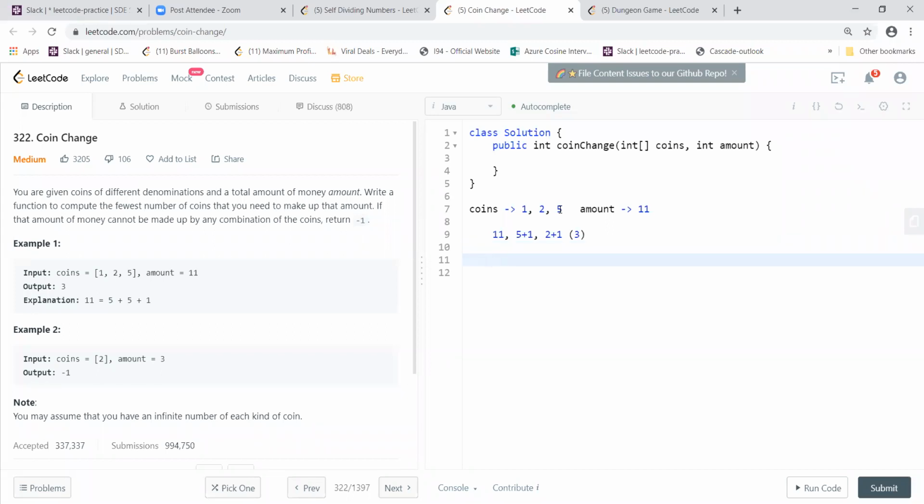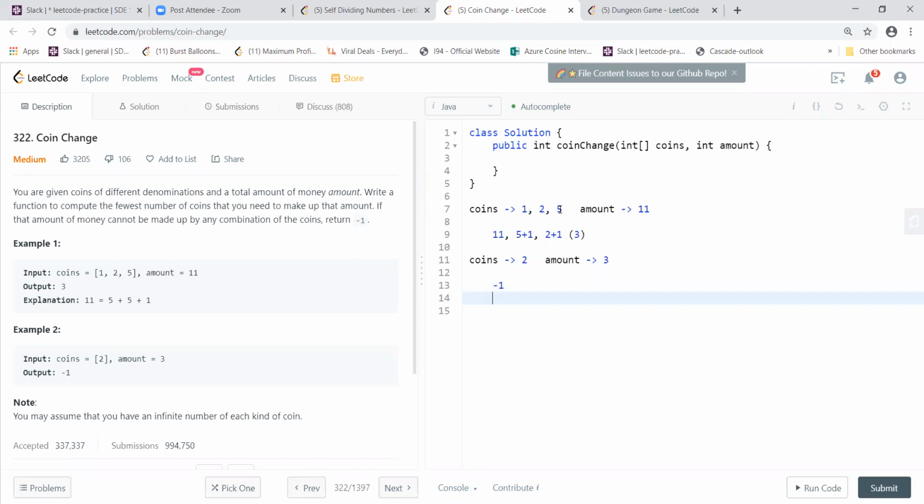And the second example, if the coins are 2 and the amount is 3, so the only coin denomination is 2. In this case, we can take one coin of 2, right? But the remaining amount will be 1. And if we try to see what the coins are, we don't have any coin with denomination 1. Hence we cannot actually satisfy this condition, and therefore we have to return -1 over here. Okay.